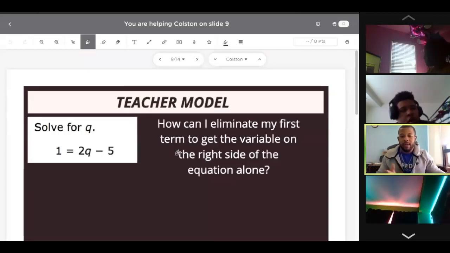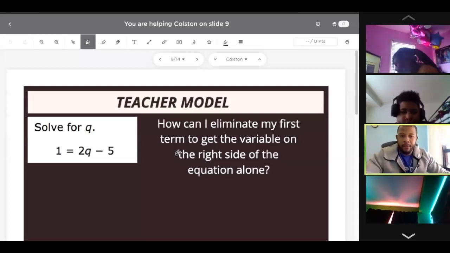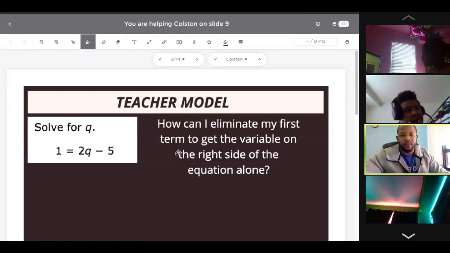So first, this is going to be my teacher model. What is my first step? I know it says teacher model, but y'all are always going to help me on my teacher model. So what's my first step? Who can help me with my first step? If I taught y'all at some point, y'all all know my first step. What's my first step in solving this equation? What do I want to do first?